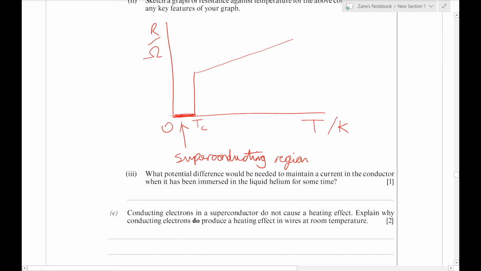Next part of the question asks us what potential difference would be needed to maintain a current in the conductor when it's been immersed in liquid helium for some time. And the key word here is maintain. Because there's no resistance, there's nothing to slow down the electrons in the circuit. So once a current starts to flow, we don't actually need any potential difference at all to keep that current flowing.